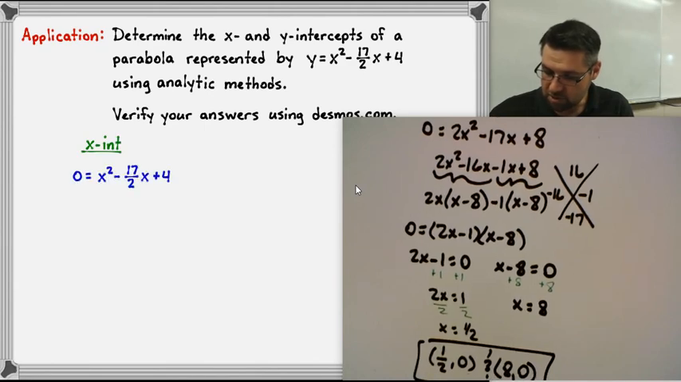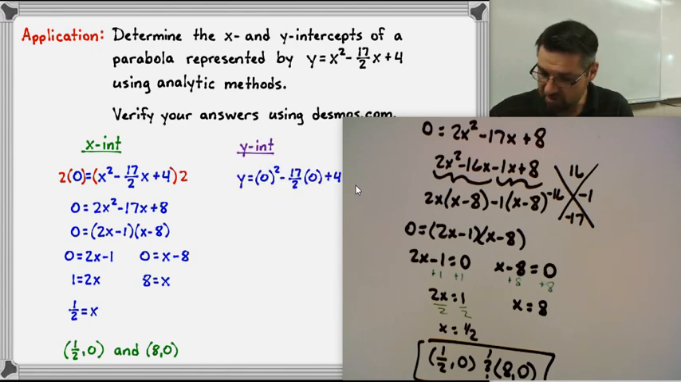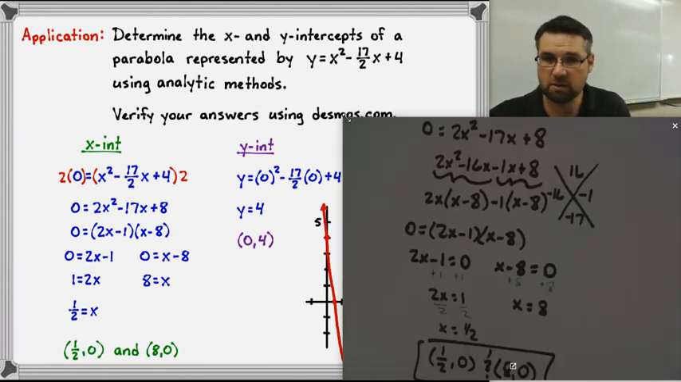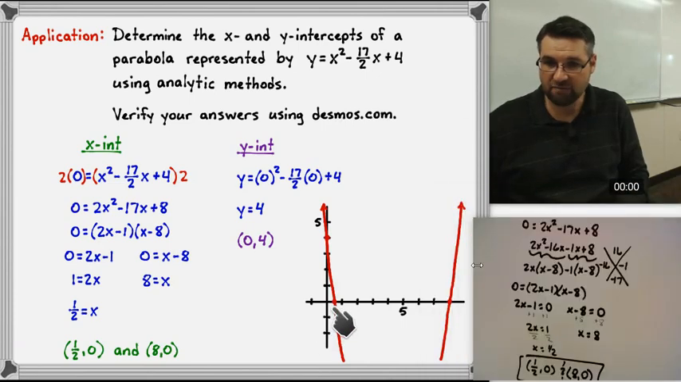Now, just to compare, make sure I'm good here. We have (1/2, 0) and (8, 0). Our y-intercept was just (0, 4). And then when we go to graph it, if we were very careful about our graphing, we would see that our solutions, our x-intercepts, actually work out. We have an x-intercept of (1/2, 0) and another one of (8, 0).